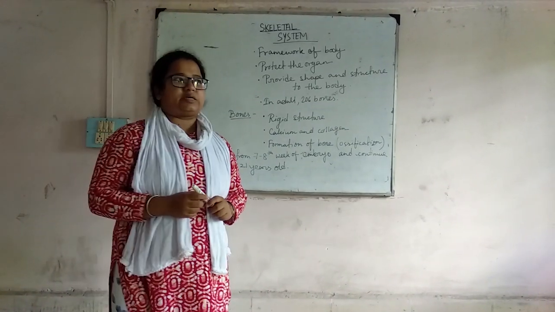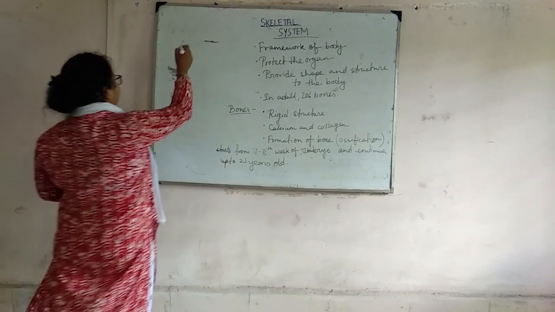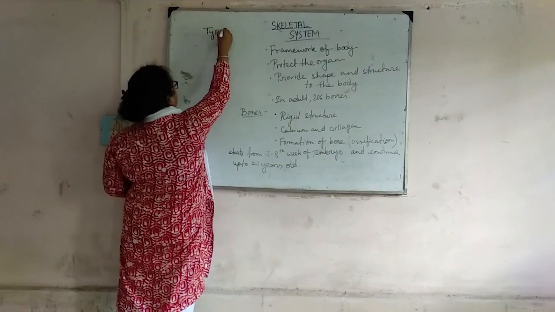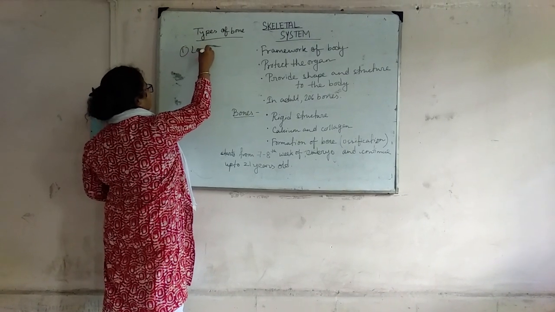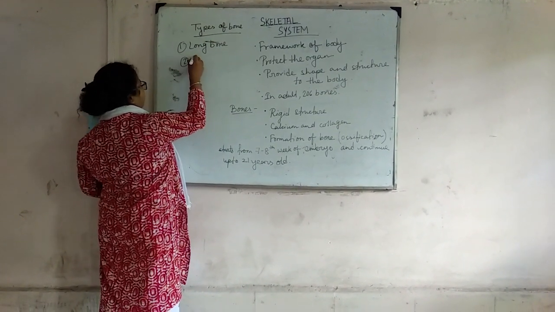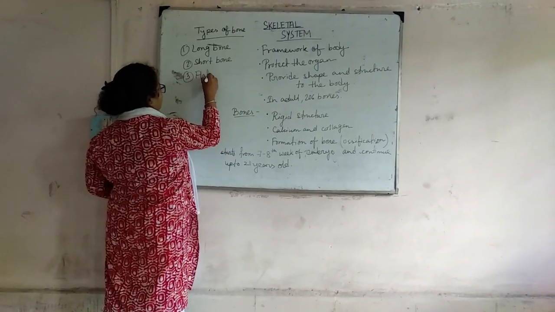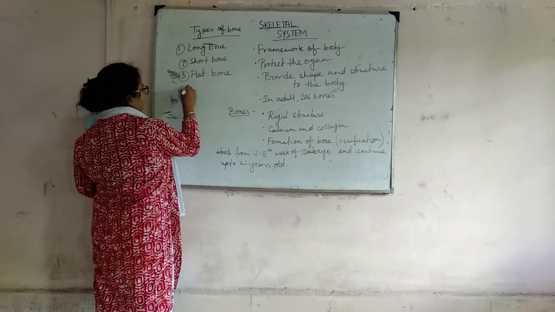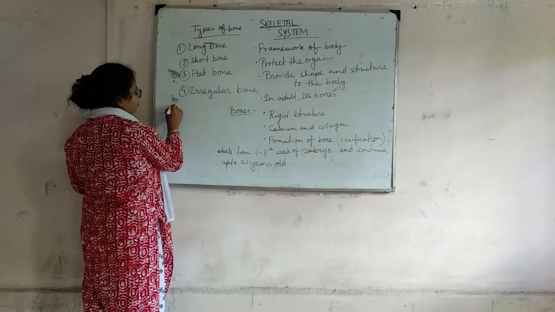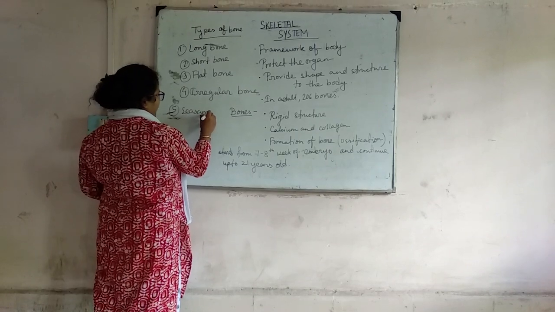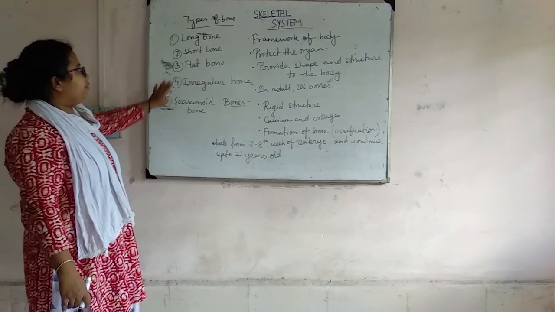So now we are discussing the types of bone. In our body there are 5 types of bone. Number 1 is long bone.